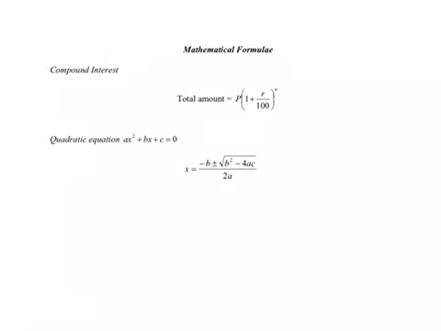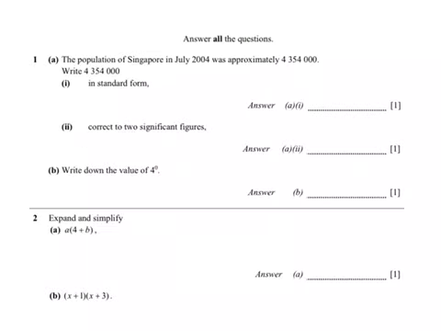Okay, again, two formulas will be given for paper 2, compound interest, and also quadratic equation, which you will not use this year. So let's start with the paper revision.